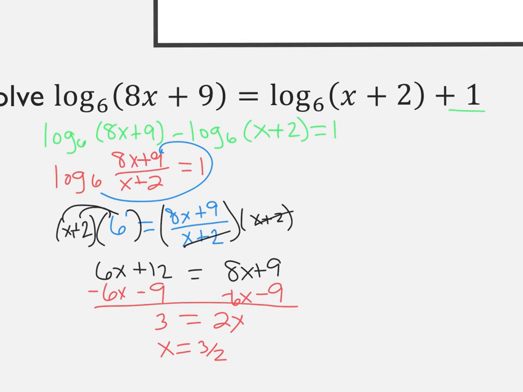Now, we do have to double check and make sure we don't have any extraneous solution. If we plug 3 halves into that first logarithm originally, do we get a negative log? No. What about for log base 6 of x plus 2? No. So guess what? We should be good to go. This one is good.